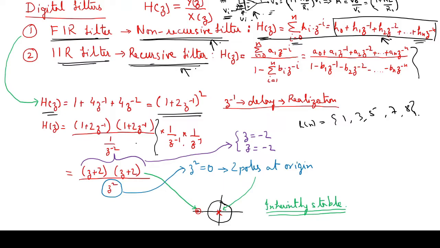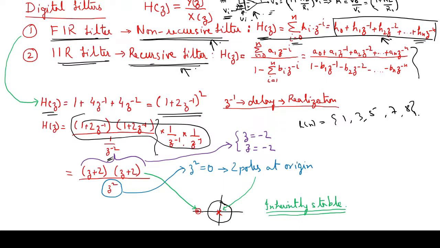Then the numerator and denominator should be divided by the highest power of the order of the filter. So if you see, we get z plus 2 multiplied by z plus 2 divided by z square. Still now it is just very basic mathematics, class 9, 10, 11 mathematics. I have not got into any integration or differentiation, nothing. It's very simple mathematics till now.